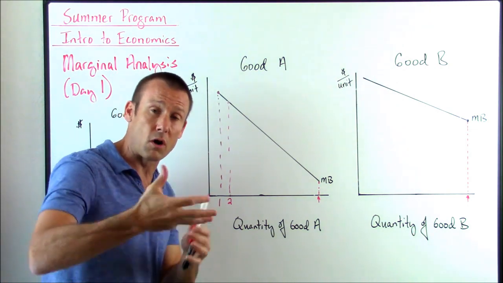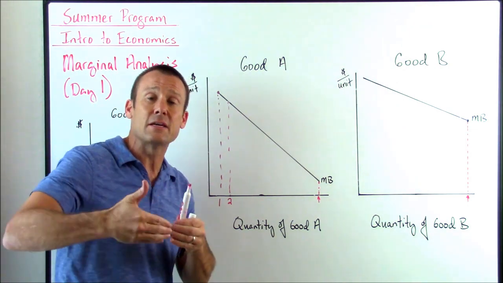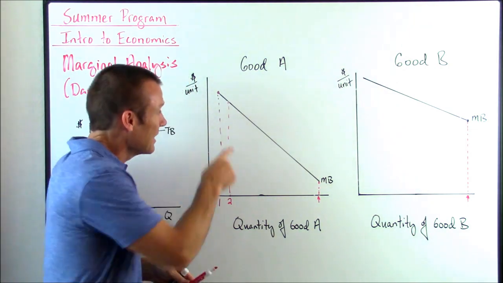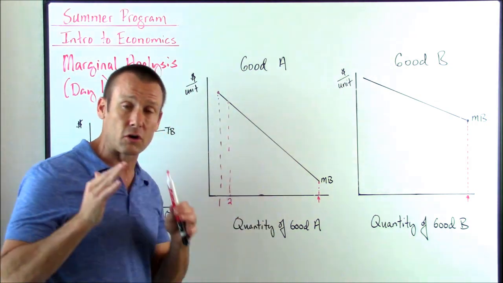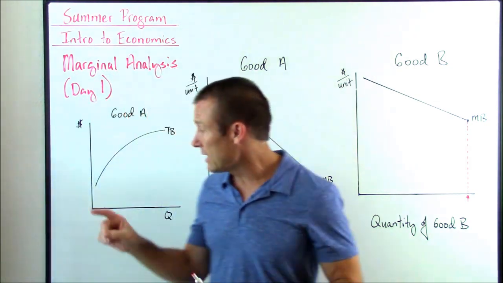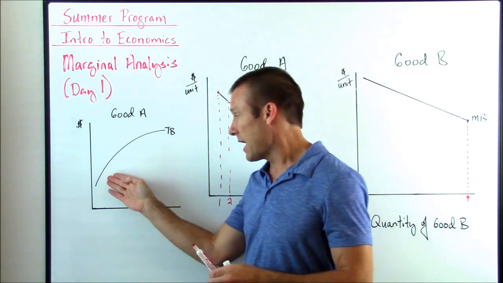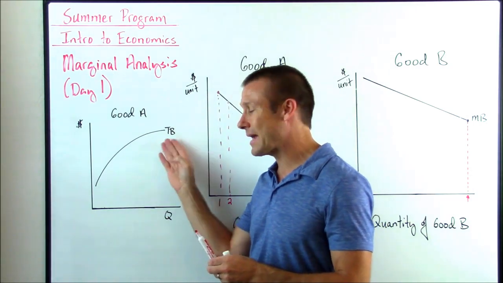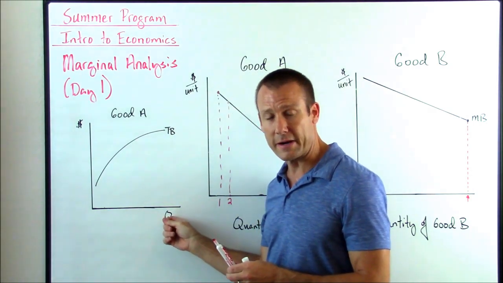This should make sense for us. As we get more and more of the same good, the additional benefit becomes less and less, and that's why this marginal benefit curve is downward sloping, and it's why this total benefit curve has this type of look where it's flattening as we're getting more and more right here.